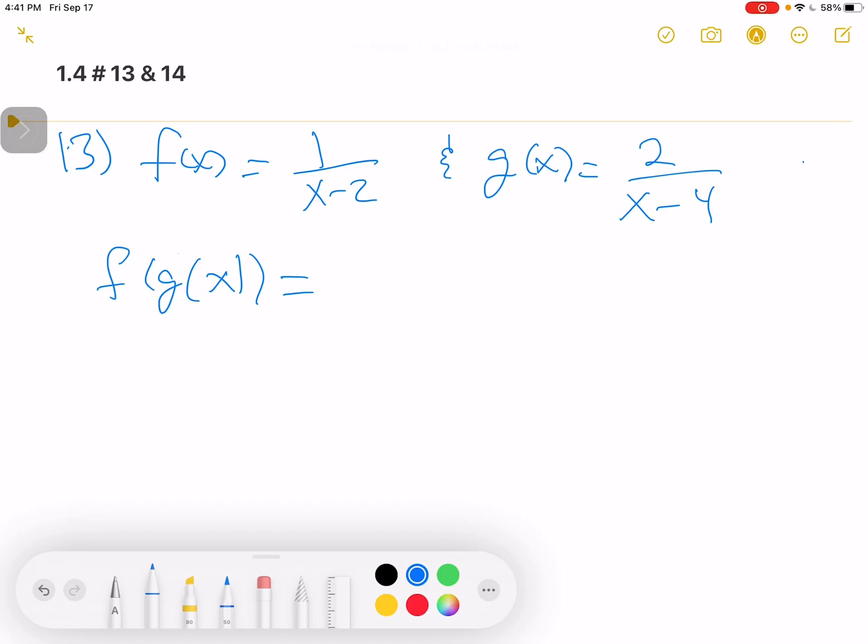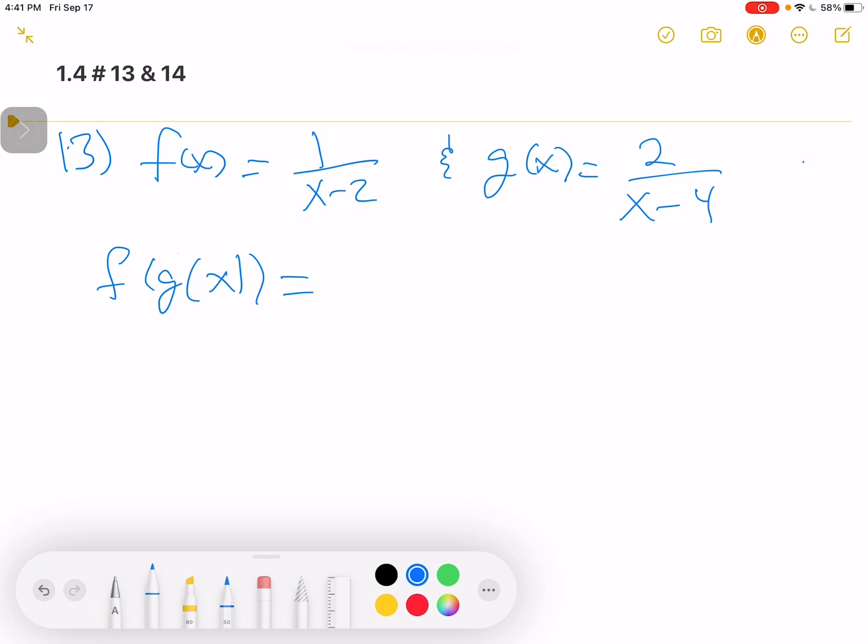I'm going to do a couple problems here from 1.4. These are talking about domain and range, and actually domain and composite functions. So for the first one, we have f of x equals 1 over x minus 2 and g of x equals 2 over x minus 4. So we're supposed to find f of g of x.